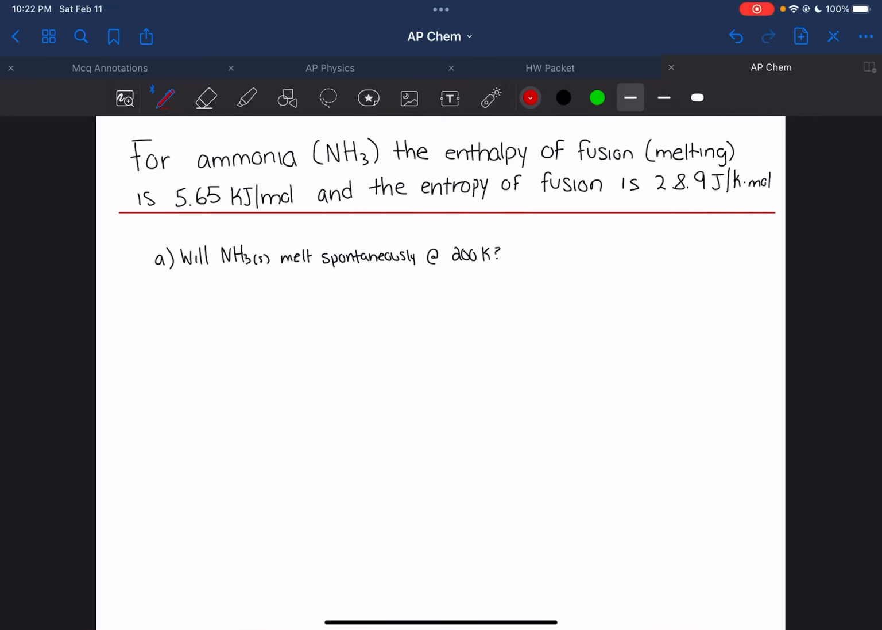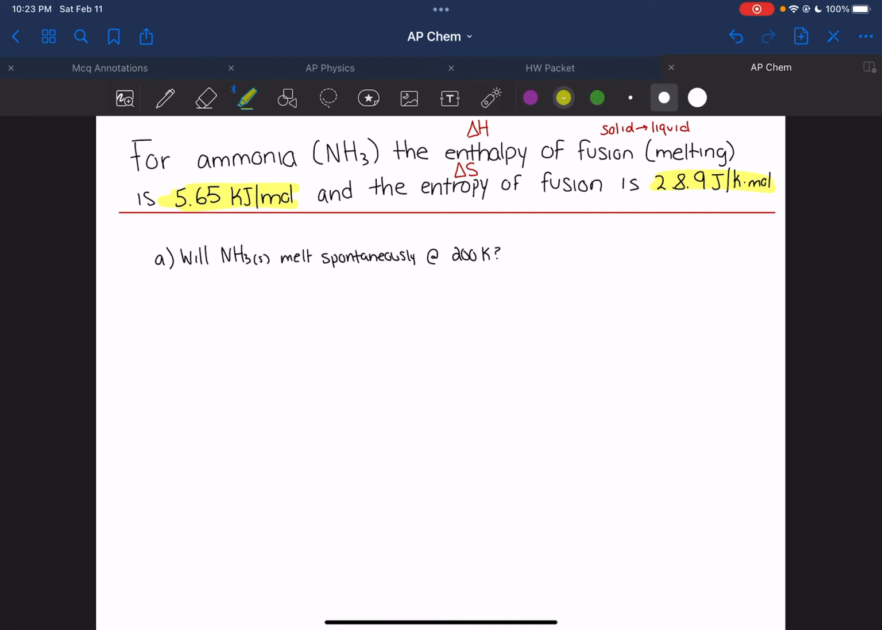Hey guys, today we're going to be doing this Gibbs free energy practice. The problem says for ammonia, NH3, the enthalpy, delta H, of fusion, from a solid to a liquid, a process of melting, is 5.65 kilojoules per mole, and the entropy of fusion, same process, is 28.9 joules per mole Kelvin. Part A asks if it will melt spontaneously at 200 degrees Kelvin.